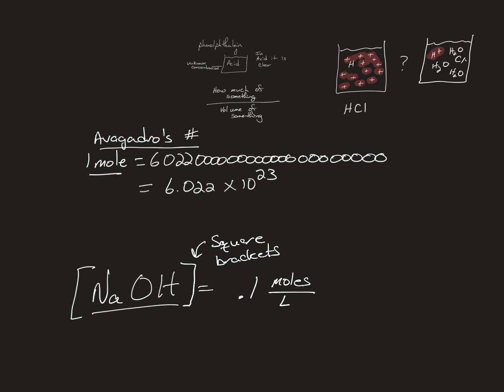we also, scientists are lazy. We don't want to keep writing moles over a liter, so we'll put 0.1 molar. That's what molar means, moles per liter. So 0.1 times this large number, still a big number, molecules of sodium hydroxide in this liquid, in this known liquid. This is the known. So we know what this is. We don't know what the acid is.